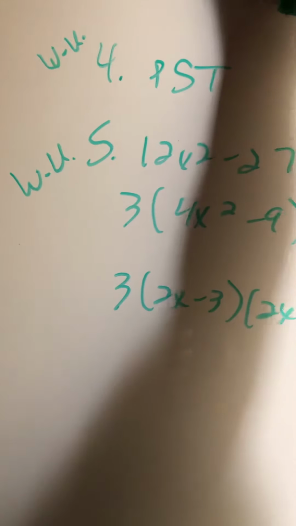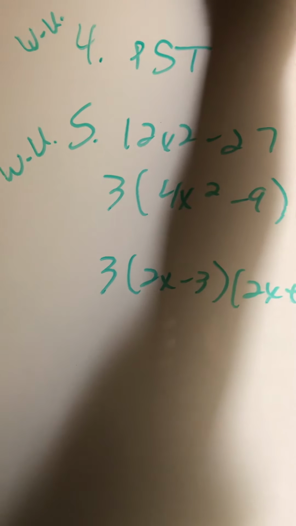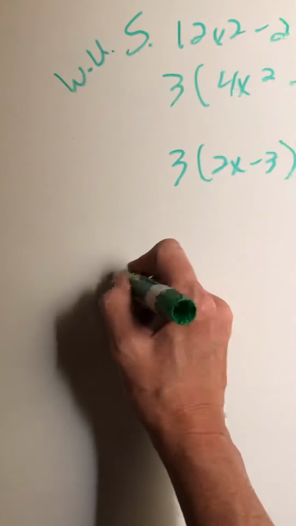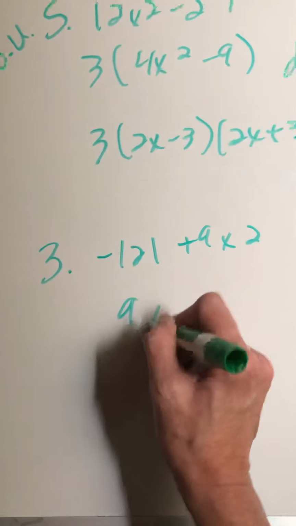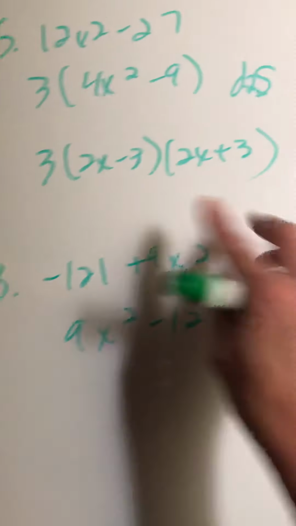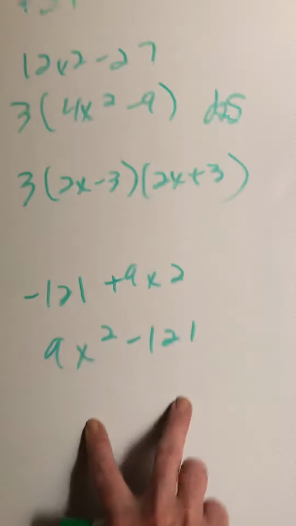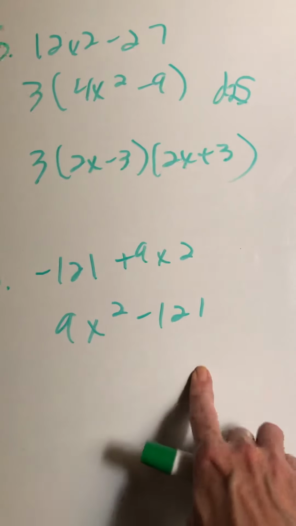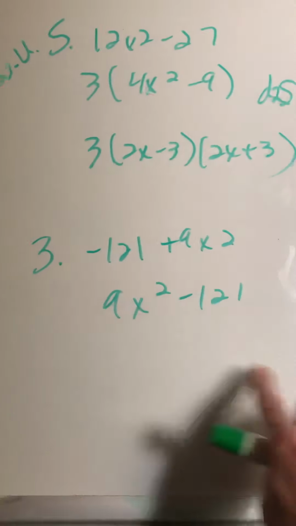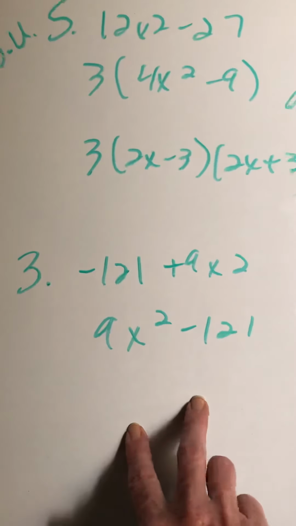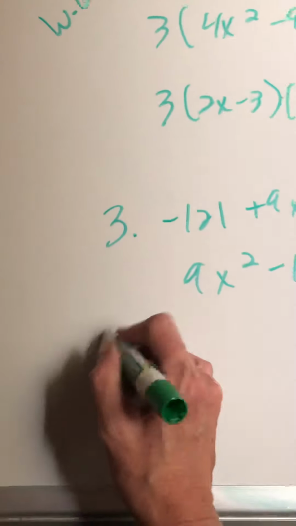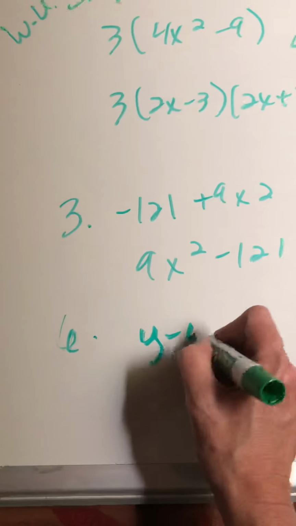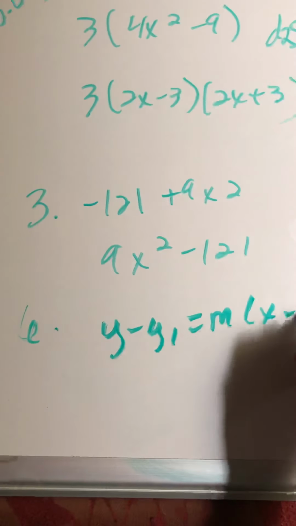Okay, then for the lesson, number 3 is the difference of two squares. It's got negative 121 plus 9x squared. So if you rewrote it as 9x squared minus 121, I've shown you here how the difference of two squares factors. So just do the same thing on this. Take the square root, take the square root. You need one parentheses with a plus, one parentheses with a minus. So that's number 3. Number 5, just add them. Just combine like terms on number 5. That's all you need to do. Number 6, you're going to do y minus y1 equals m times x minus x1.